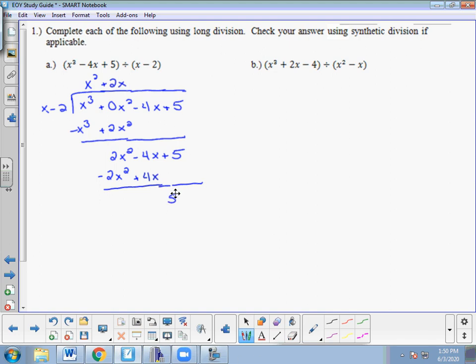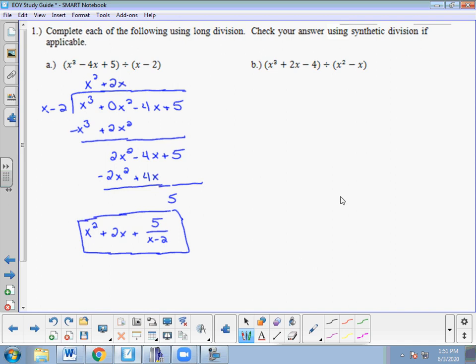So this positive 5, we compare that to the divisor. There is not a value other than a fraction that would multiply to x to give us a positive 5. So this is our quotient, but it's got something left over called a remainder. Generally how we've been writing it is the quotient, x squared plus 2x, plus the remainder, 5, over the divisor, x minus 2. So our final answer here would be x squared plus 2x plus 5 over x minus 2. And this is how we can complete the problem using long division.